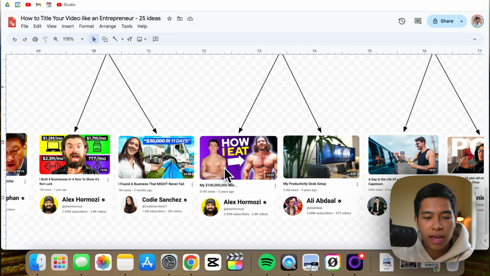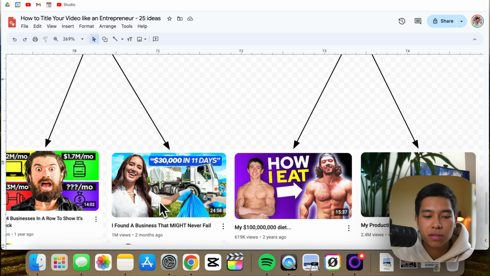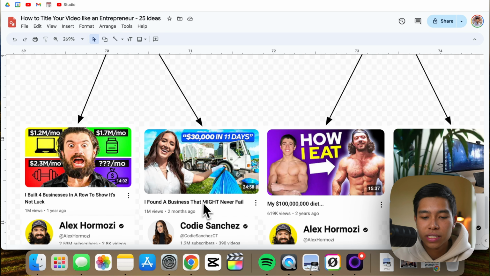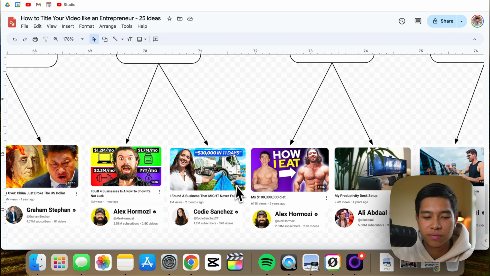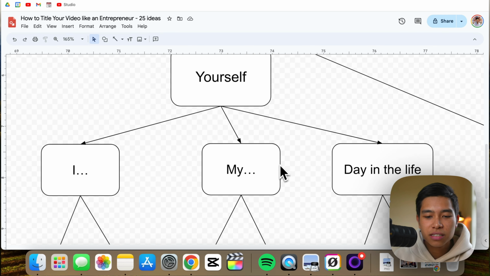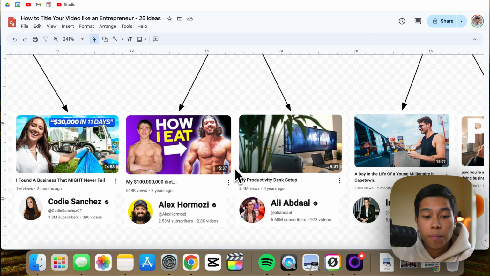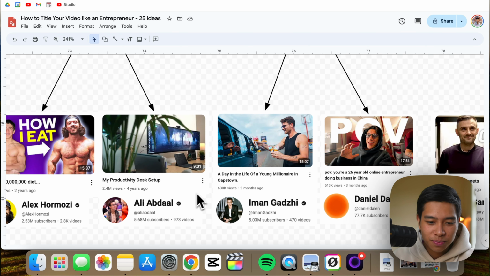Now we can document ourselves as well. So we can have an I statement. So I did something or I found something or whatever verb. So I built 4 businesses in a row to show it's not luck. I found a business that might never fail. So I verb something. Next, you can document yourself by starting it with my something. So my $100 million diet and my productivity desk setup.